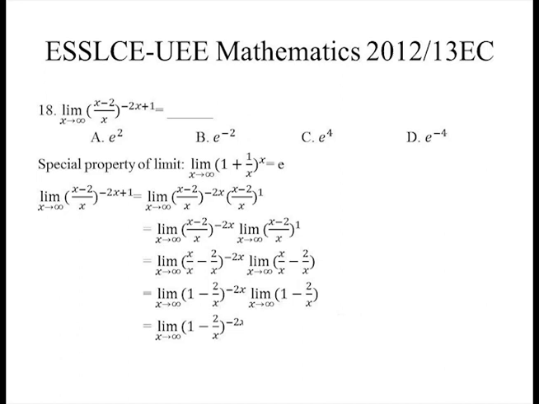As x approaches infinity, 2 over x approaches 0, so 1 minus 0 is 1. So the limit of the second expression is simply 1, which is equal to 1 times this first limit, which is simply the limit itself, that's the limit of (1 minus 2 over x) to the power of negative 2x as x approaches infinity.